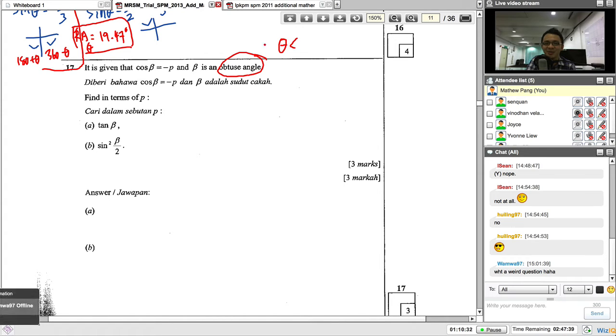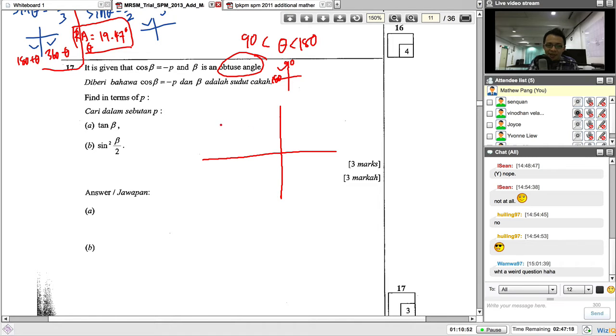So obtuse angle means between 90 to 180. So obviously, if obtuse angle is between 90 and 180, we know obtuse angle is in the second quadrant, because the second quadrant is between 90 to 180, right? So I'm going to draw a triangle in the second quadrant, and I make sure this one is a right triangle. Okay, this is my angle.